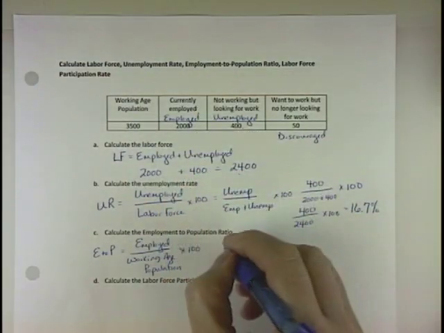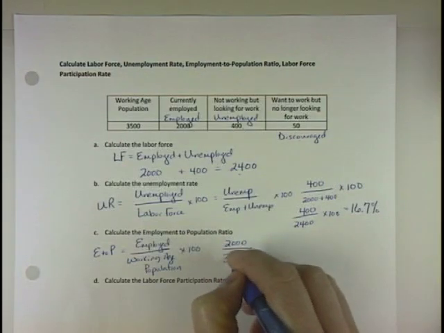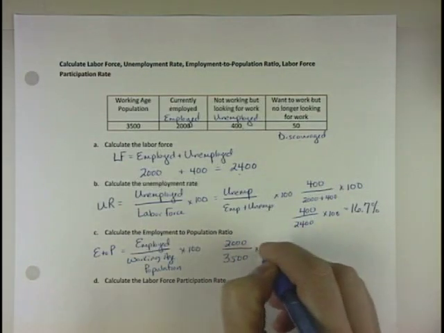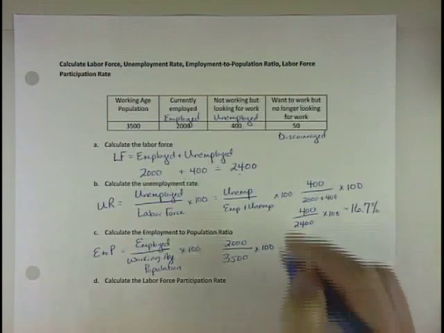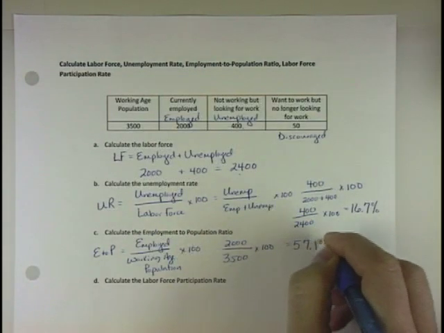So our employed was 2,000. Our working age population is given at 3,500. We're going to multiply that by 100 so we can make it a percentage. We're going to then do that math, and we're going to get 57.1%.